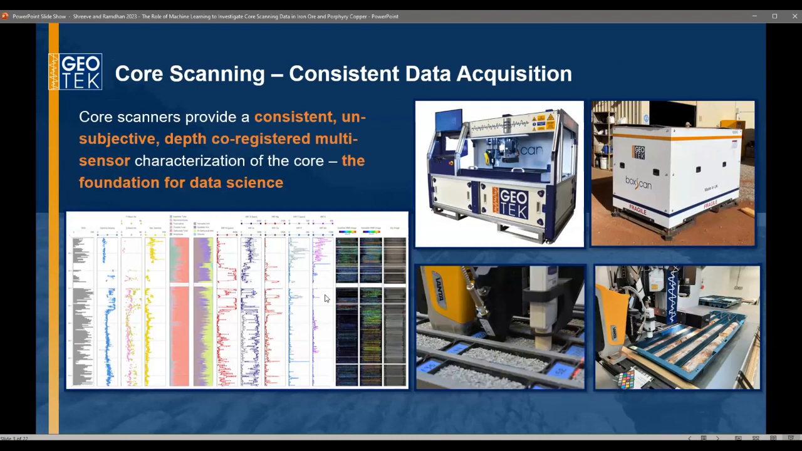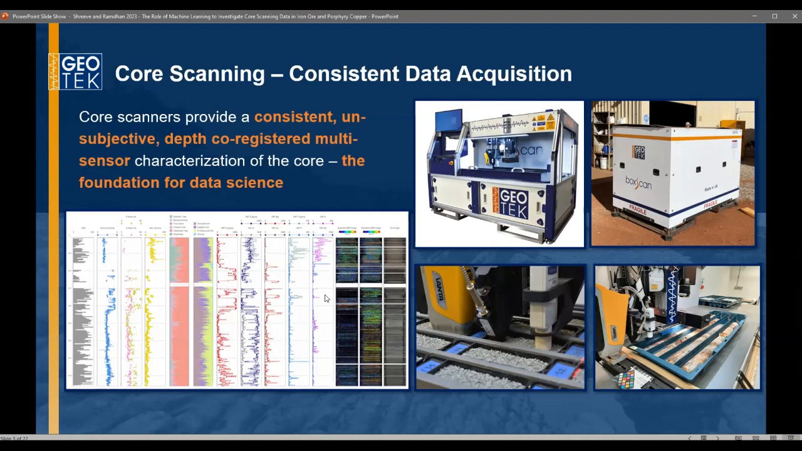So a lot of the case studies that we're going to be showing you today are going to be based on using the BoxScan, which is a multi-sensor core scanner using the Olympus Vanta, the TerraSpec VNIR SWIR, point MagSus, line scan cameras, etc. And importantly, not just the BoxScan, but other core scanners out there as well. They provide a consistent and objective, or unsubjective, and depth co-registered data set for characterizing the core. And in the case of this BoxScan system, it's multi-sensor as well. So lots of different sensors, all in a consistent way. And this really is the foundation that we build on for data science activities.